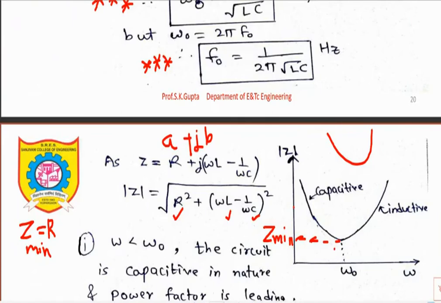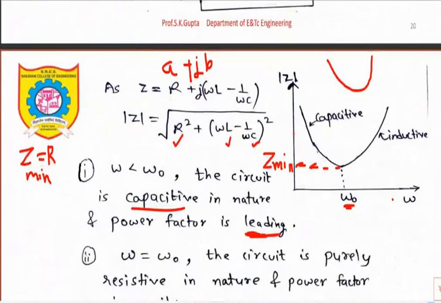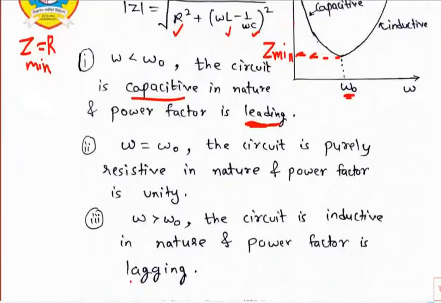Okay. So when omega is less than omega naught, when my operating frequency is less than omega 0, the circuit is capacitive in nature and power factor is leading power factor. And when omega is greater than omega 0, the behavior is inductive in nature and power factor is lagging power factor. And at omega equal to omega naught, circuit has a purely resistive impedance and power factor is unity.